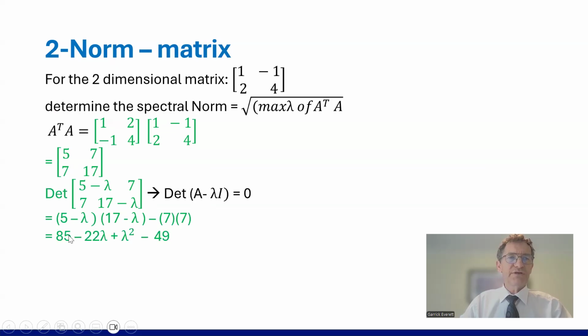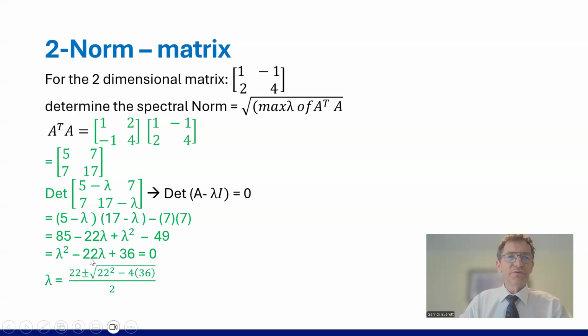So we do that calculation and we get 85 minus 22 lambda, since 5 plus 17 is 22, plus lambda squared, minus times a minus is a plus, and then minus 49. So 85 minus 49 is 36, and we've got a typical quadratic equation: lambda squared minus 22 lambda plus 36 equals 0. Solve that, find our two lambdas.